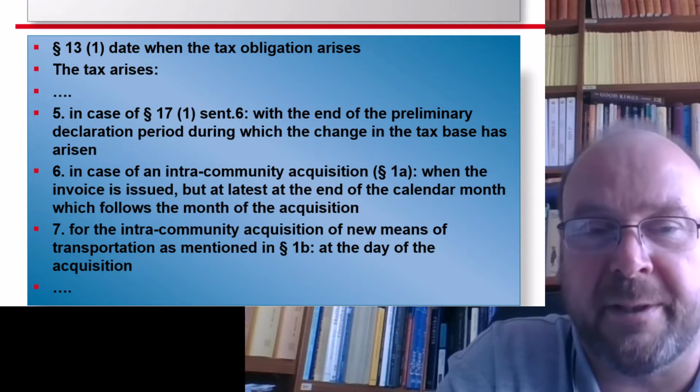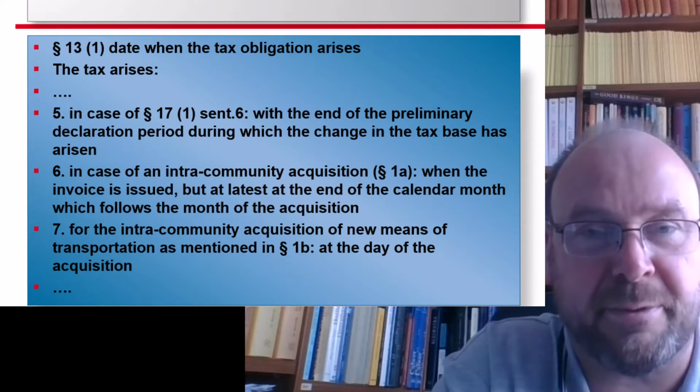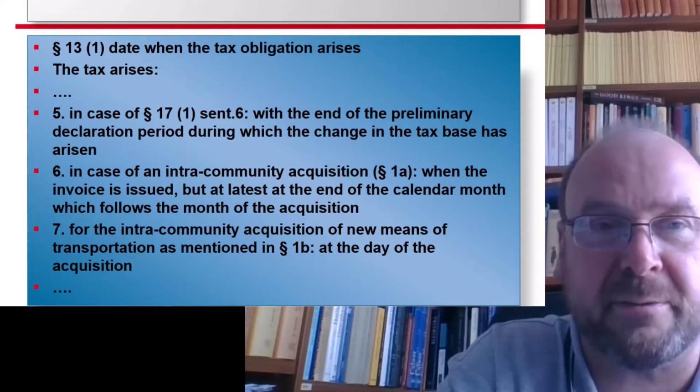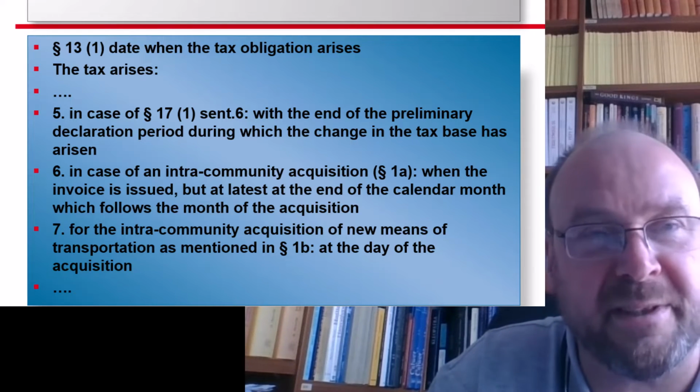Now, people who do not get the acquisition tax back as input tax could try to take refuge to a very, very ingenious solution. Here is the money, please never give me an invoice.